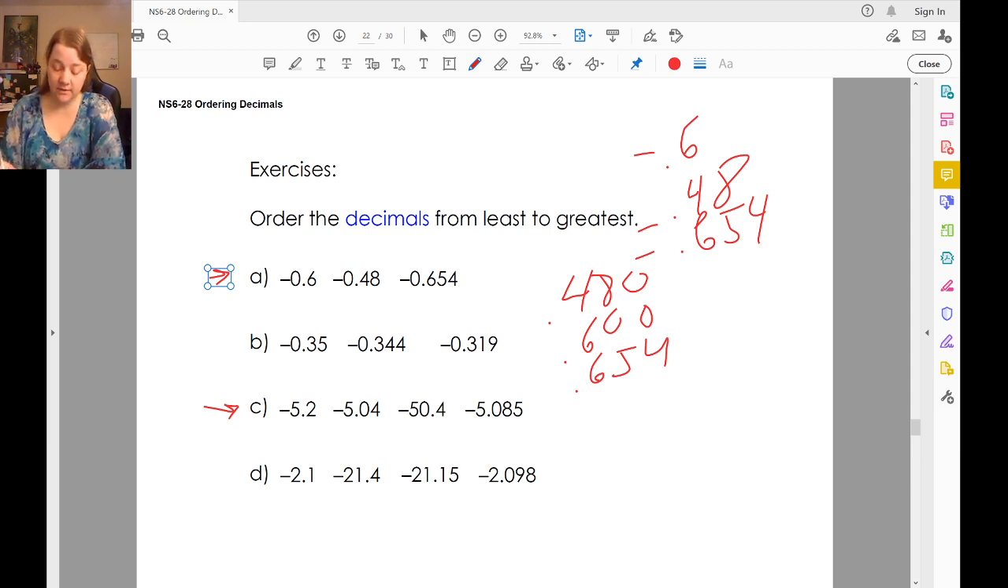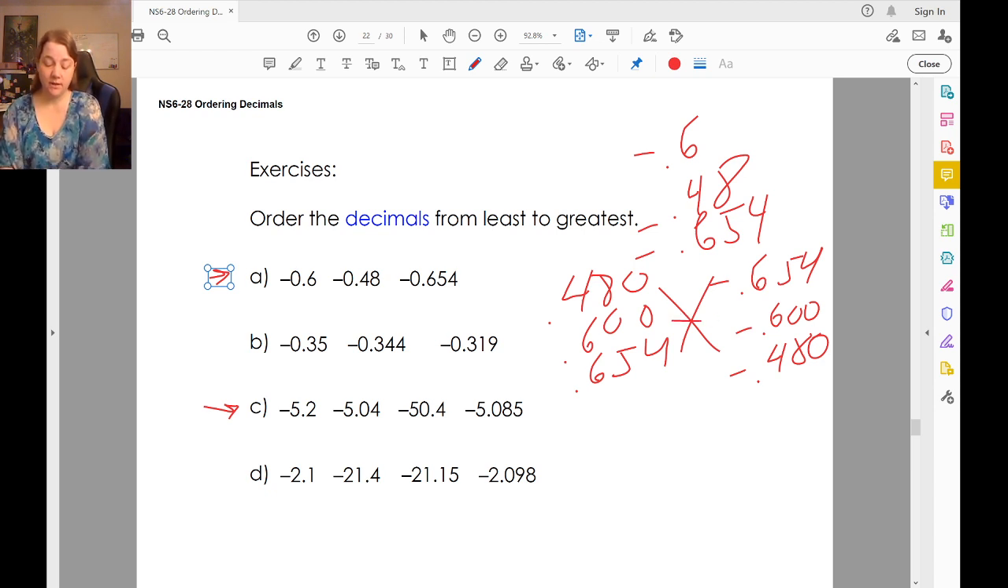Because they're negatives, I'm going to put -0.654, -0.600, and -0.480. And you can see that all I did was switch the order. This was the least and this was the greatest.